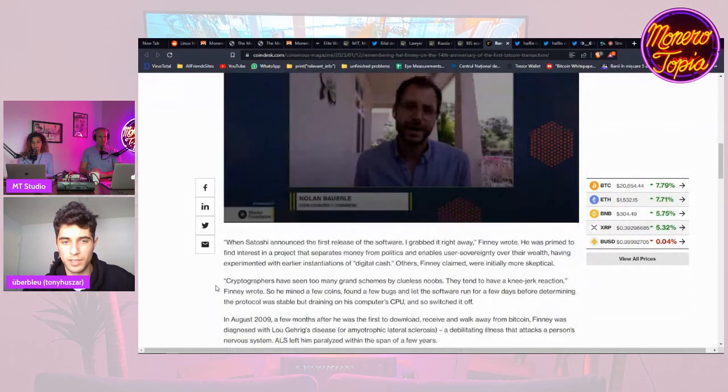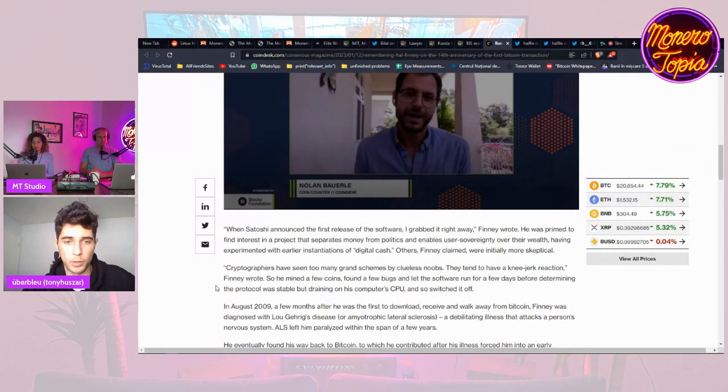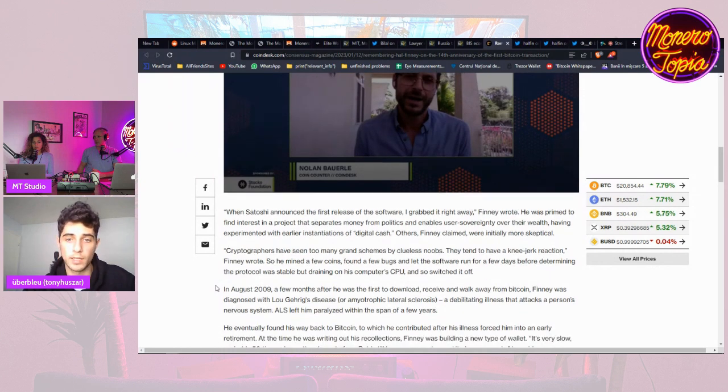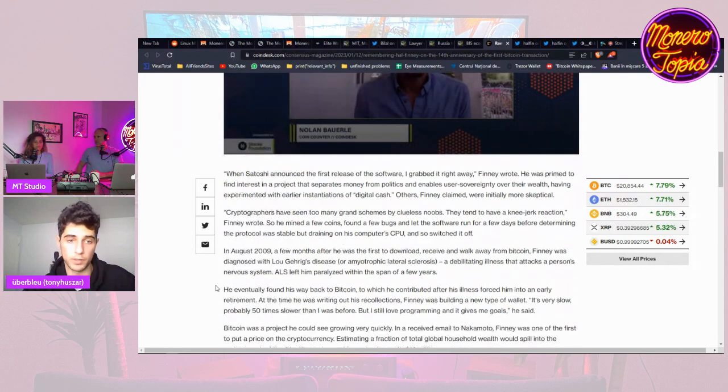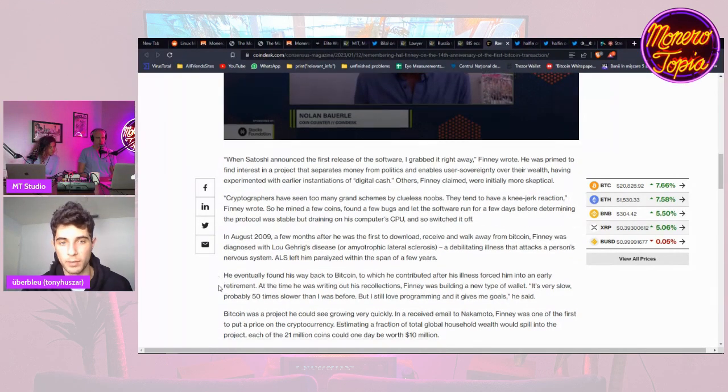He suffered from Lou Gehrig's disease, amyotrophic lateral sclerosis. It's a debilitating illness that attacks a person's nervous system. So unfortunately, he suffered from that and ultimately died. But when Satoshi announced the first release of the software, he grabbed it right away. He wanted to test it right away. And he mined a few coins, he found a few bugs, and let the software run for a few days before determining the protocol was stable by draining his computer's CPU.